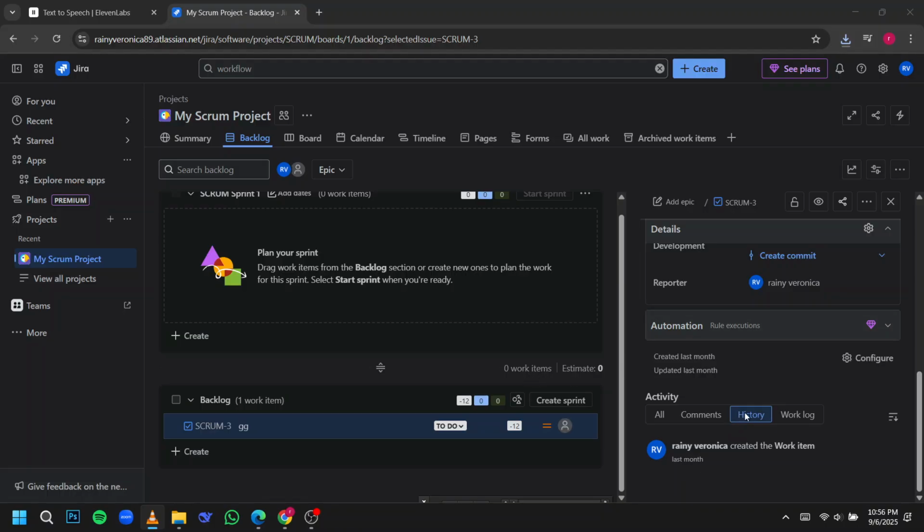This visual map helps you understand the life cycle of tasks, spot potential bottlenecks, and improve project tracking. Remember, workflow configurations may vary by project, so your diagram might look different depending on how your Jira admins set it up. And that's it. You've successfully accessed your Jira workflow diagram.